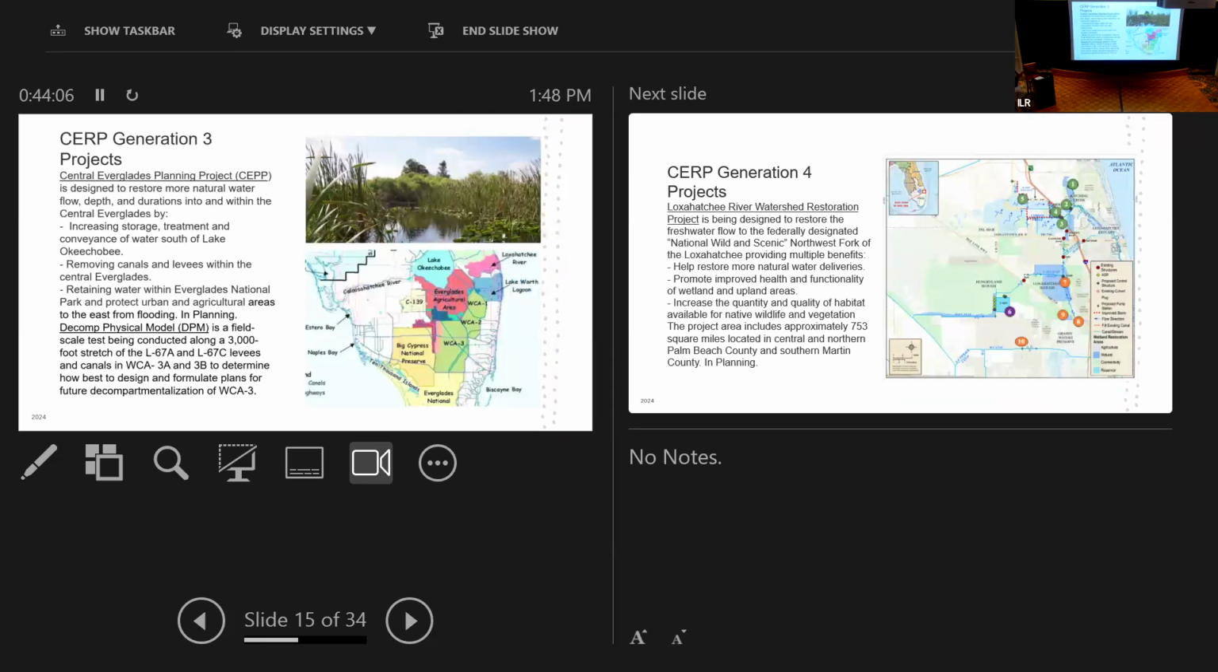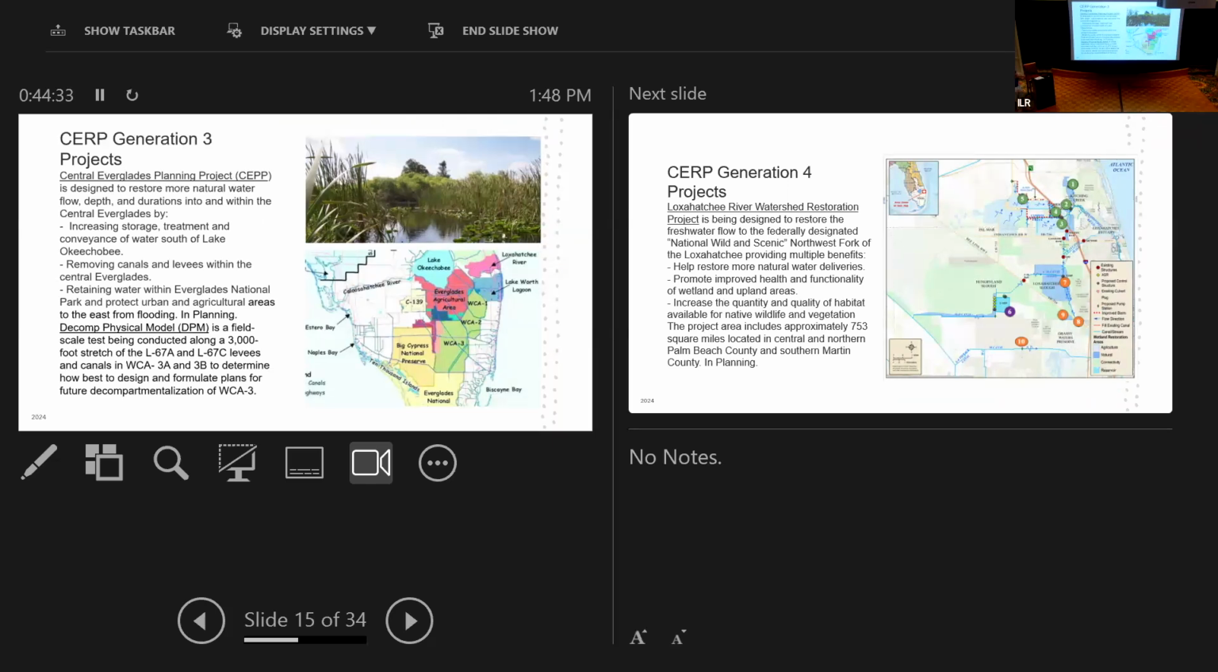Then these are two projects that are in the consideration phase, in the planning phase. Two projects that are really important to the central part of the system, and these deal with the water conservation areas here, and how to use them. So it's right now in the planning phase.